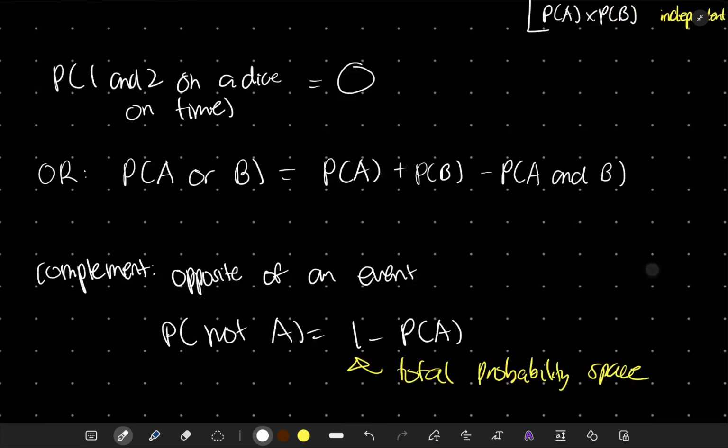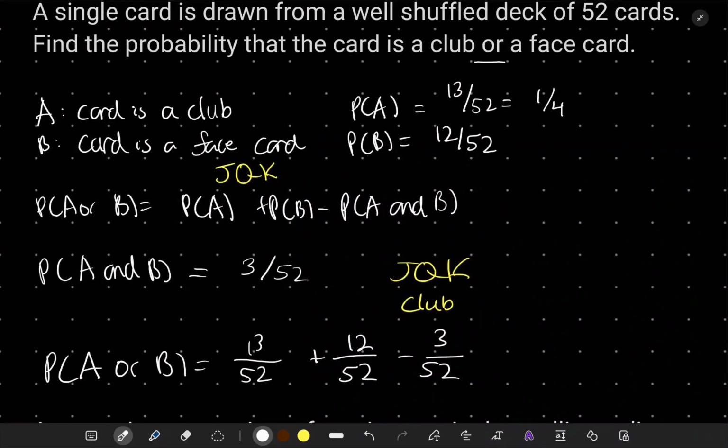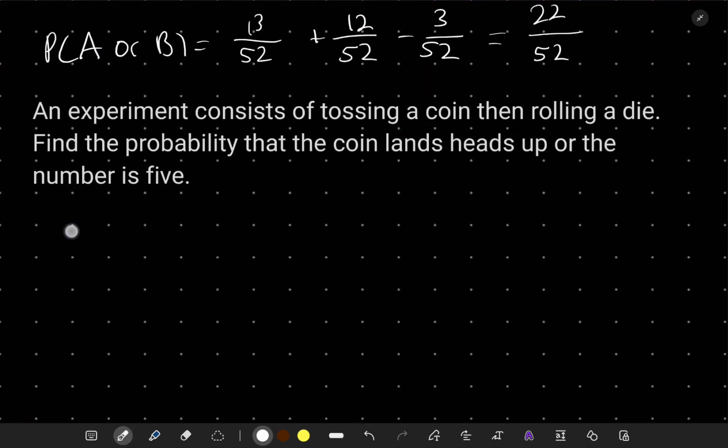So it's going to be another probability depending on what we have. Okay, so what I'm going to do is I'm just going to calculate this. So 13 plus 12 minus 3 gives me 22 out of 52. That's the probability of getting a club or a face card. All right, moving on.